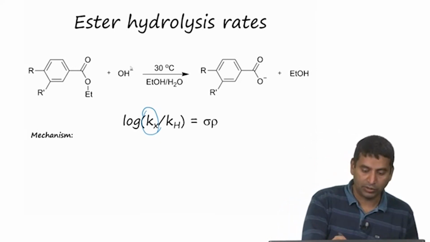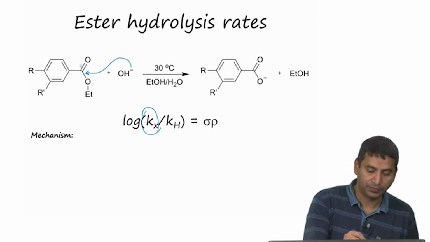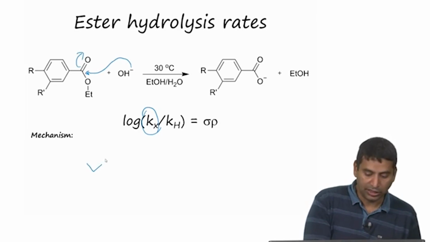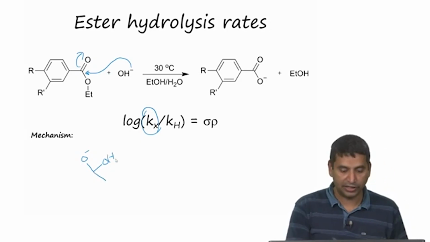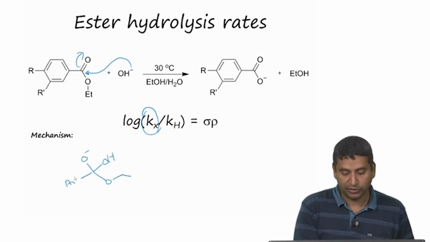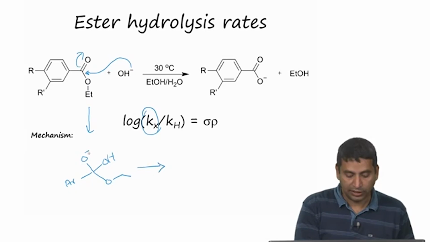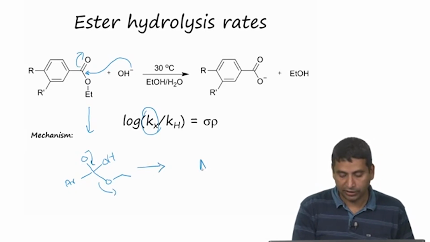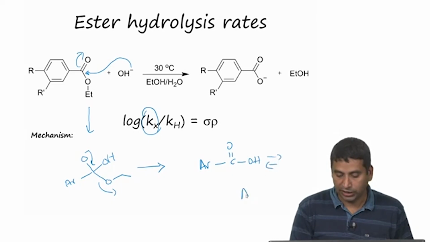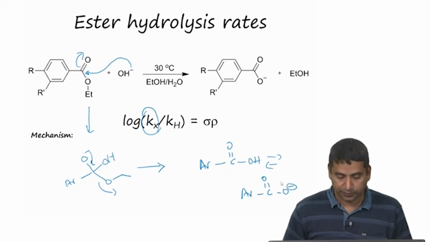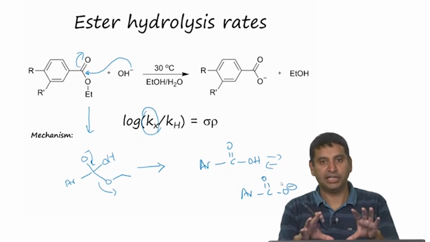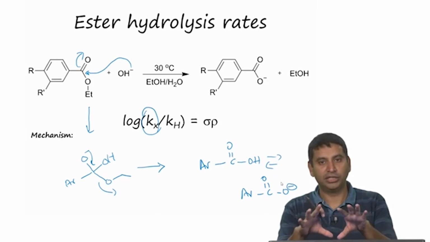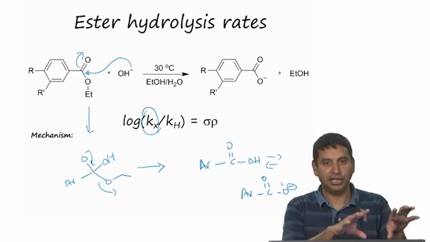What we would expect is that OH minus attacks here and generates a tetrahedral intermediate, which can subsequently collapse and kick out ethoxide, which will give you Ar-C(=O)OH, which is going to rapidly equilibrate with Ar-C(=O)O minus. This is an example of a reaction that we want to study, and how the reaction is affected by changing electronics.